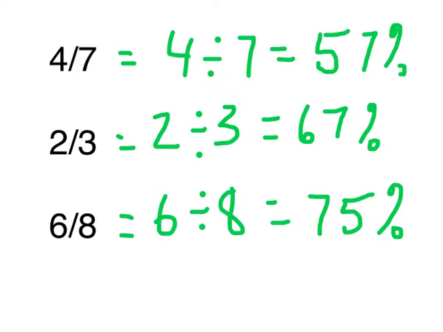So now it's really easy to tell that 4/7 is the smallest because it is the smallest percentage. 2/3 is next smallest because it is the next smallest percentage, 67%. And finally, the largest one being 75% is 6/8. So another strategy you can use for ordering fractions is by turning them into percentages.